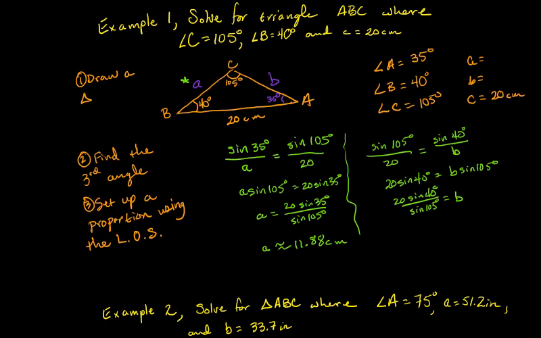Alright, make sure your calculator is in degrees, and you should get that B is approximately 13.31 centimeters. And so A is 11.88 centimeters, and B is 13.31 centimeters.